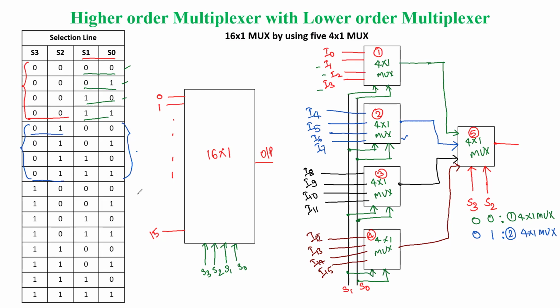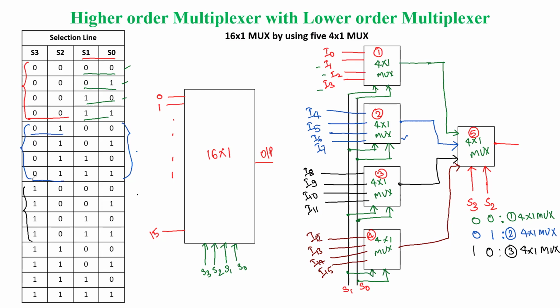Again, in the third situation, the S2, S3 combination is 1, 0. When it is 1, 0, it is going to take the inputs from the third 4x1 multiplexer. Again, similarly S0, S1 have 4 combinations. On the basis of that, I8, I9, I10, I11 will come.